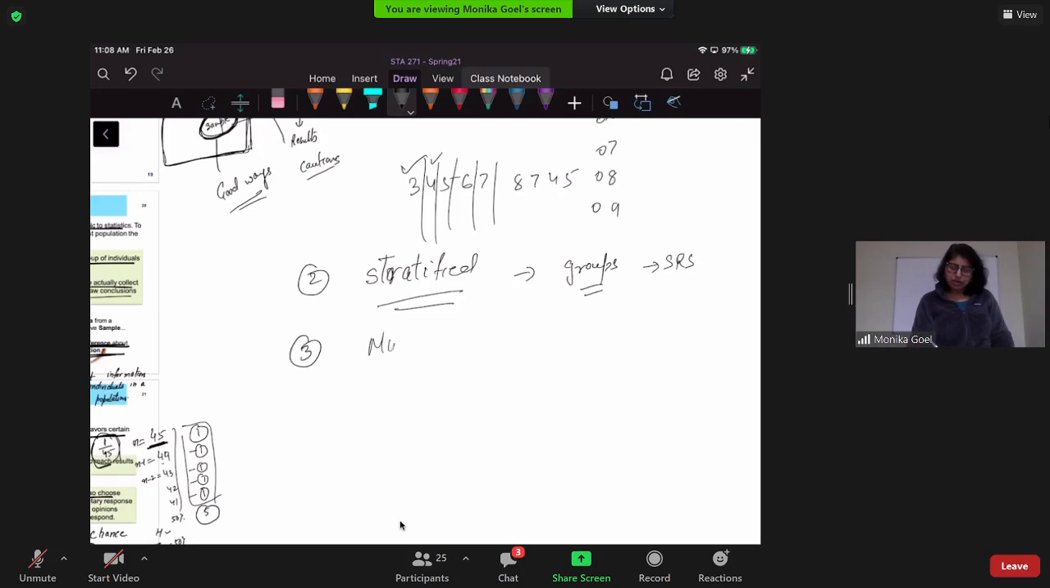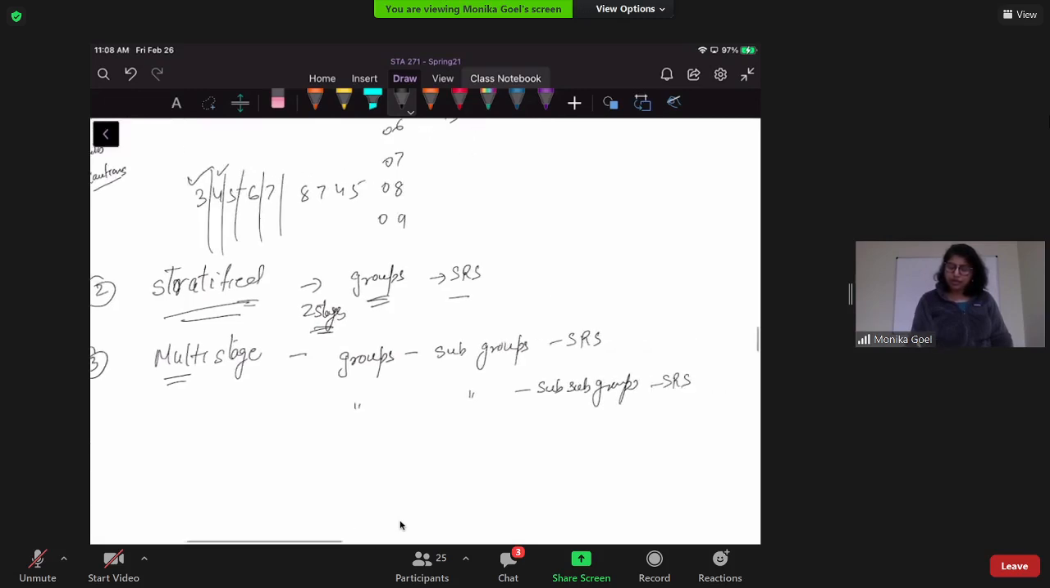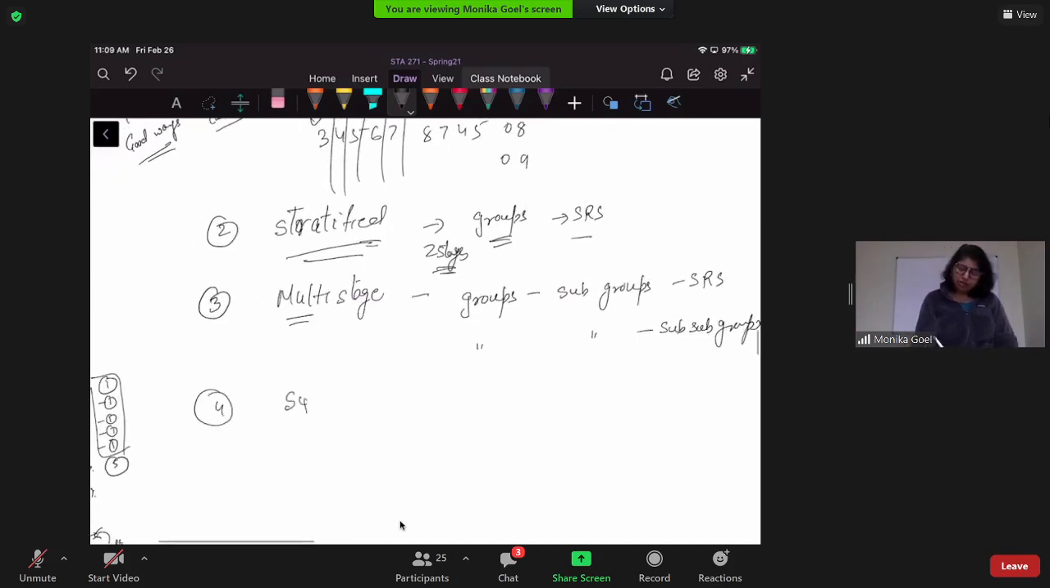Third one, we talk about multi-stage. In stratified, we say 2 stages. One is you make groups, and then you do simple random sampling from there. When we say multi-stage, that means you're talking about more than 2 stages. So you are making groups, subgroups, and then do the simple random sampling from there. Or you can do the same thing, make subgroups, and then do simple random sampling, depending upon what information we have. The fourth one, we talk about systematic sampling.